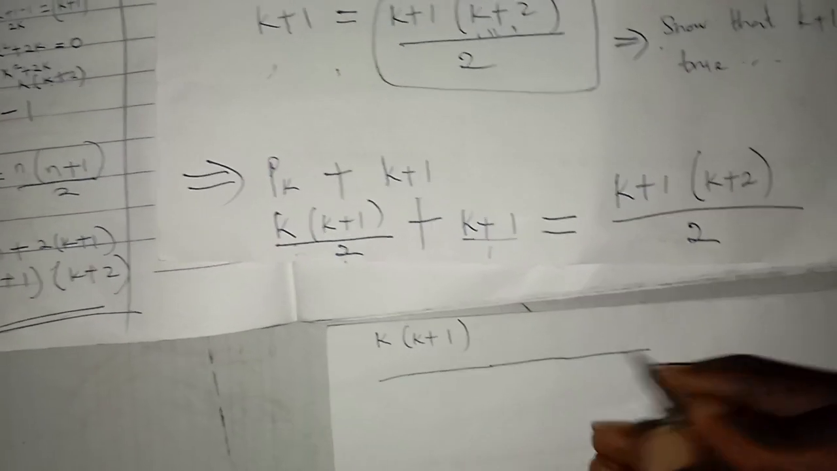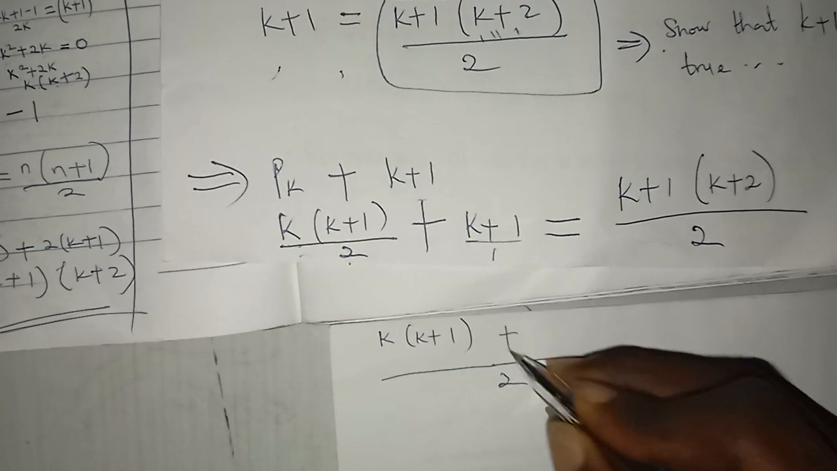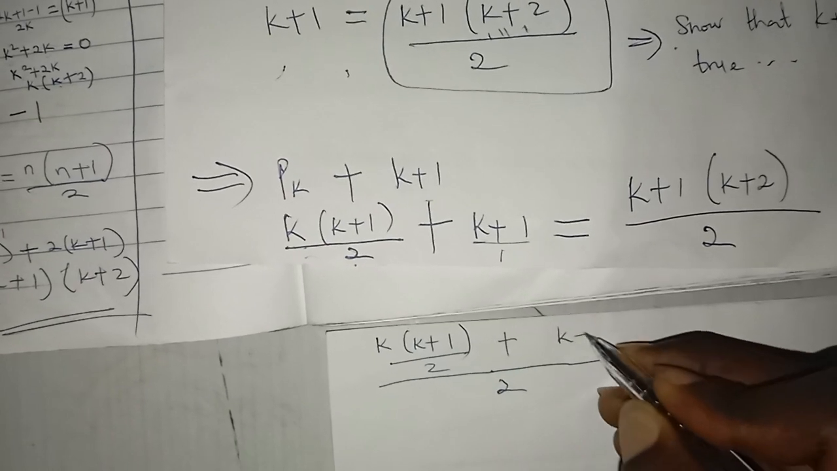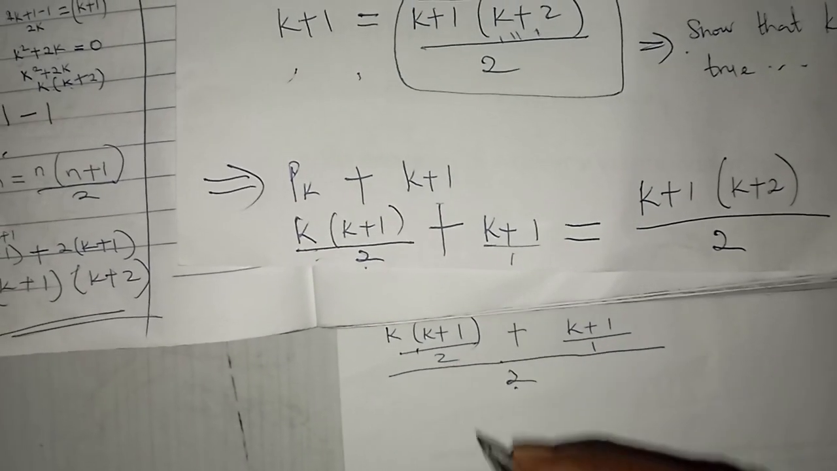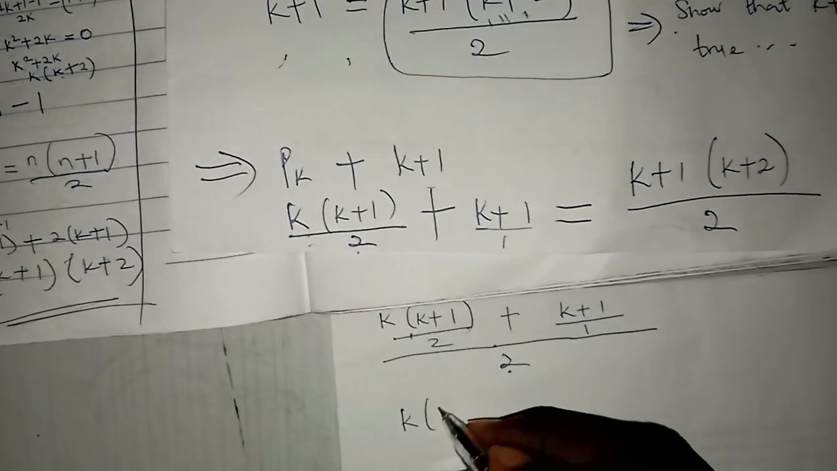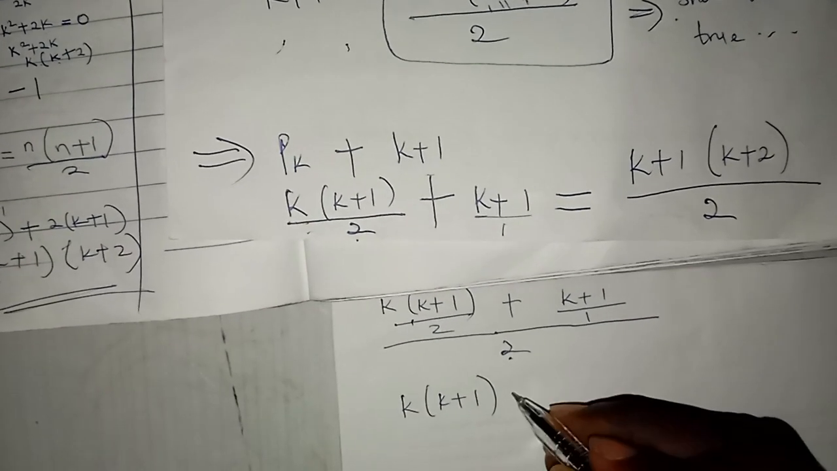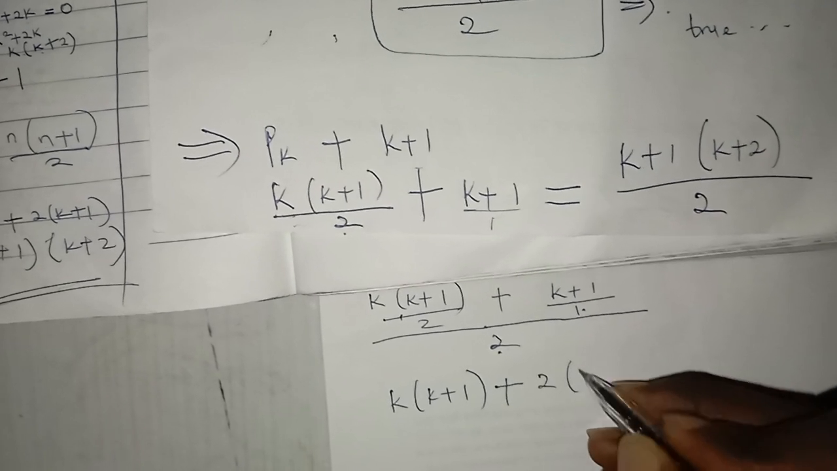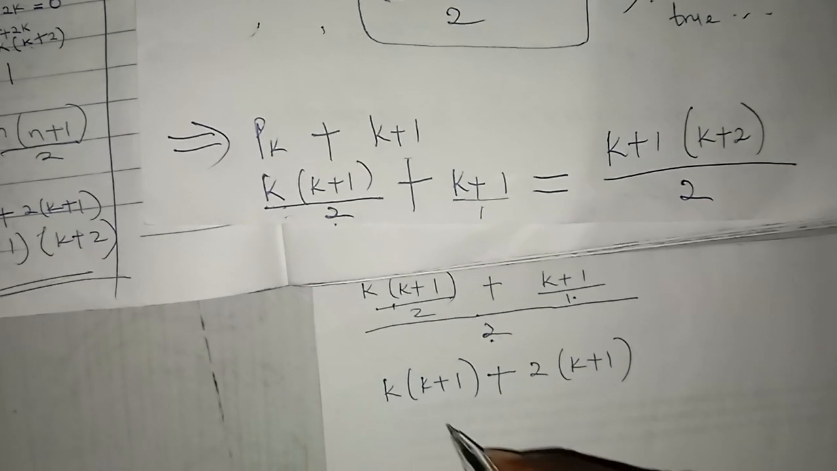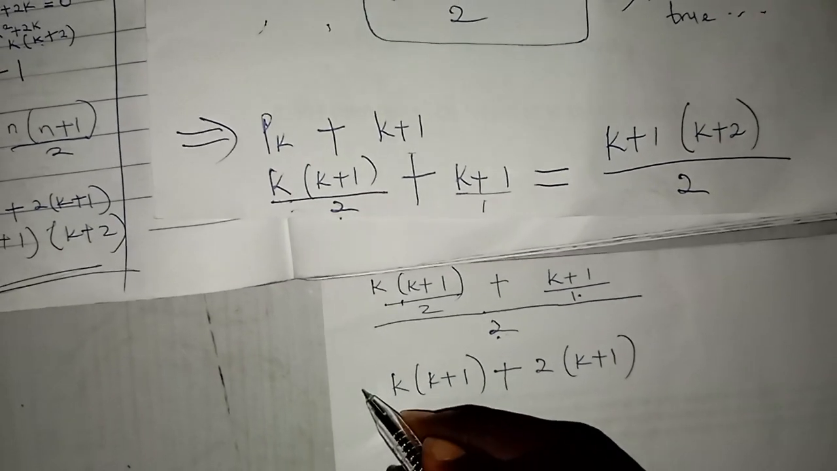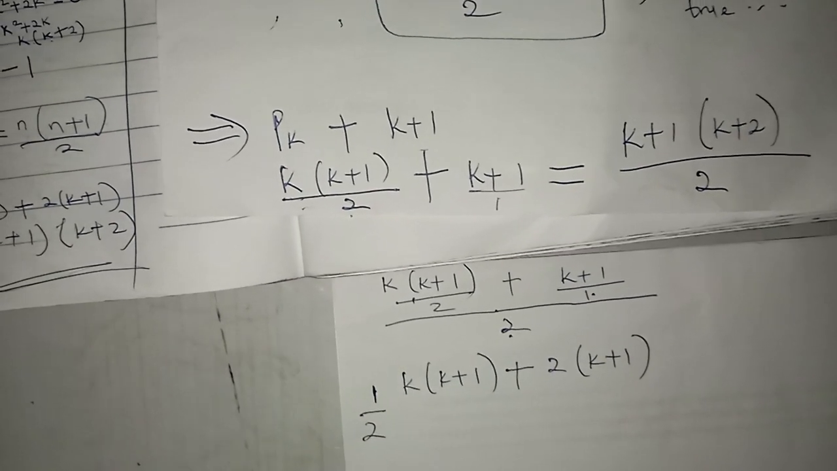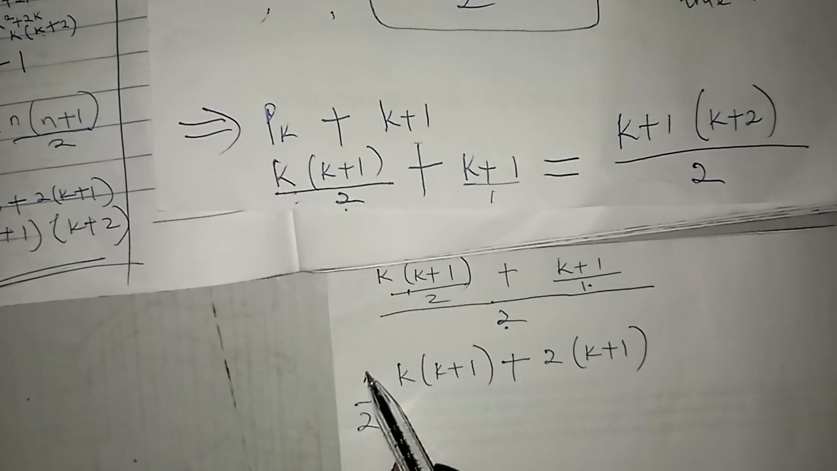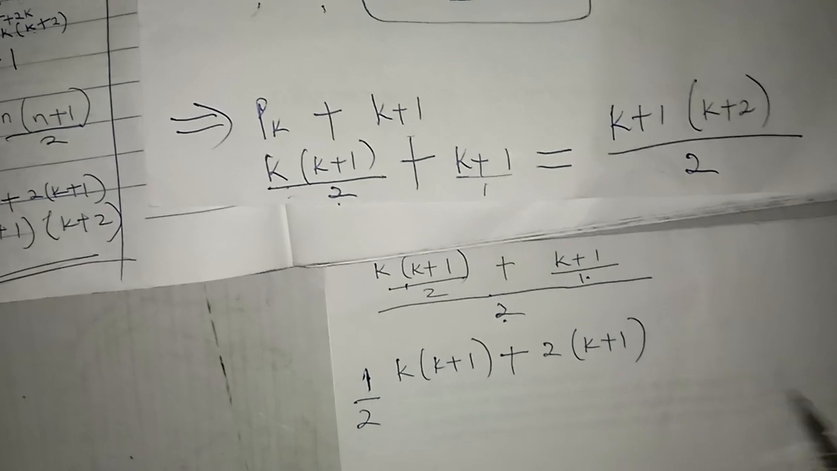Okay, let me do it this way. All over 2 plus, remember that this one is over 2, plus k plus 1 over 1. This will simply give me k into k plus 1. And this one will simply give me plus, when 2 divided by 1, it will give me 2 into k plus 1. Now remember that everything is over 2. Let me just write it here. Anything over 2 is like this, and then 2 under.